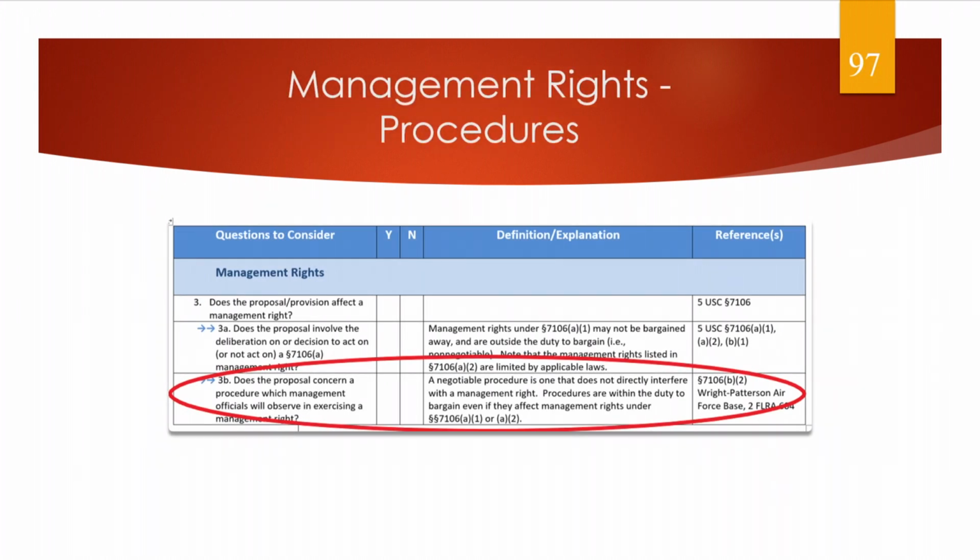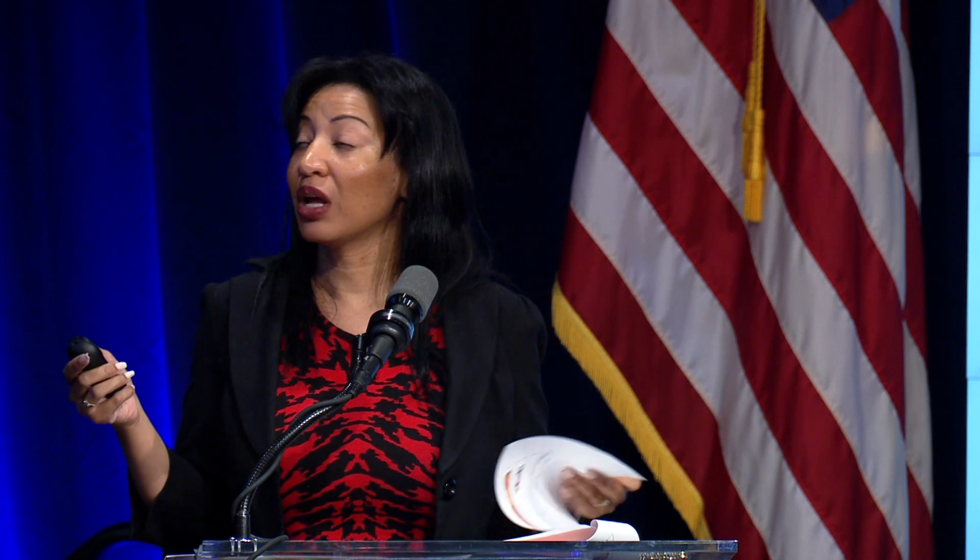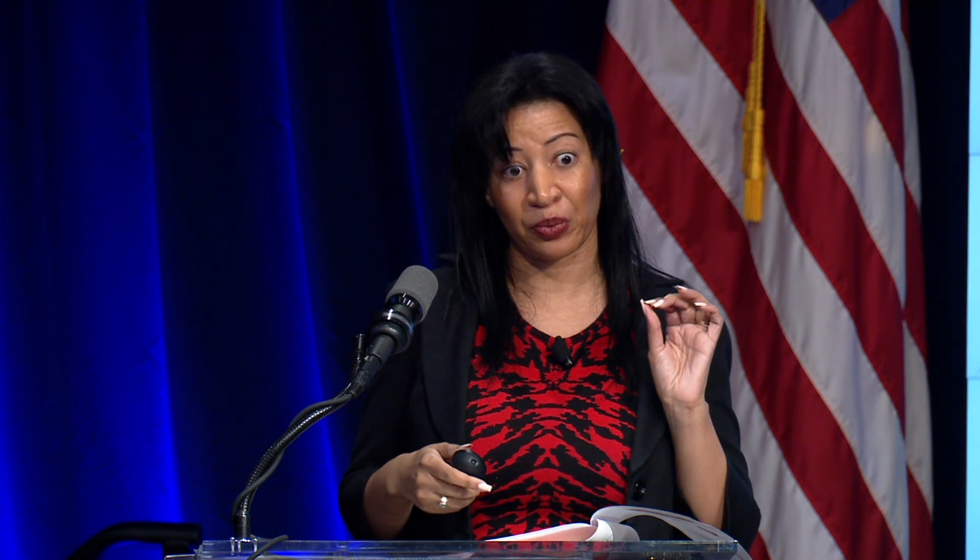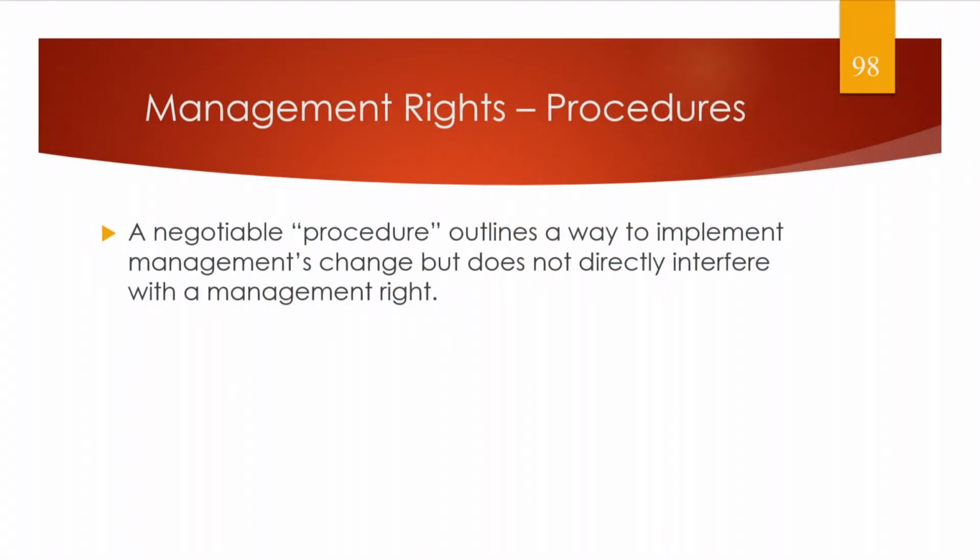And if you look at your handy checklist at 3B, we're going to talk about procedures. So this asks, does the proposal concern a procedure which management officials will observe in exercising a management right? So let's talk a little bit about what we mean when we say procedures. A negotiable procedure outlines a way to implement management's change, but does not directly interfere with the management right. So that's the analysis, is that it cannot directly interfere with the management right. It's a process. It's a way to do it.